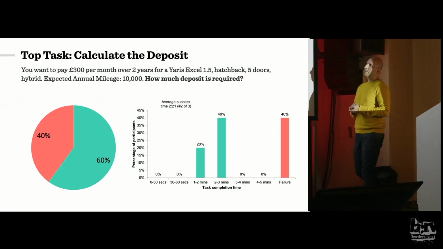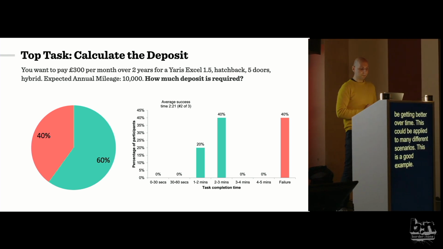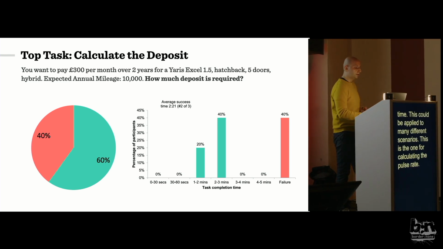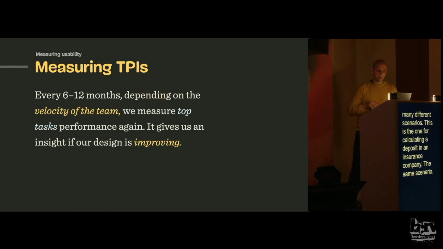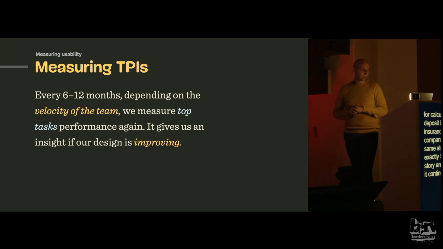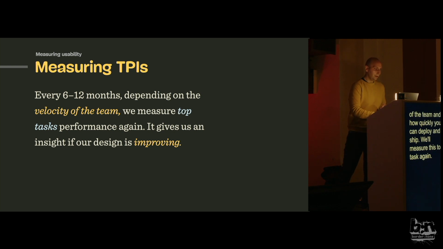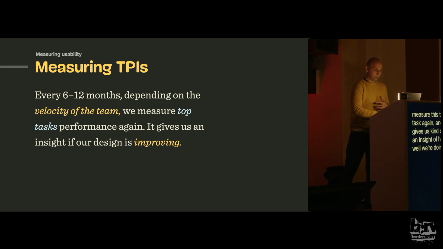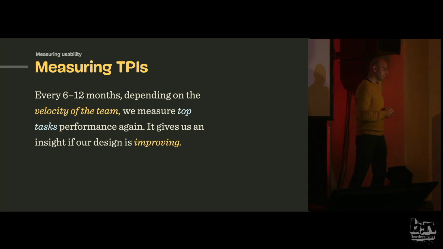This is the one for calculating a deposit in an insurance company. The same story exactly. And you do it continuously. So every 6 to 12 months, depending on the velocity of the team and how quickly you can deploy and ship, we measure this top task again, and it gives us kind of an insight of how well we're doing. And ultimately, the main goal that we perform there is to get to an 80% success rate, at least, for all these main tasks.